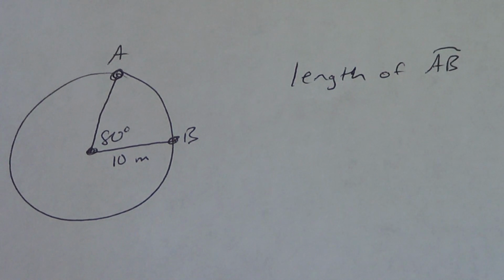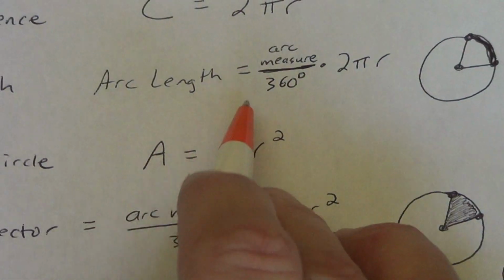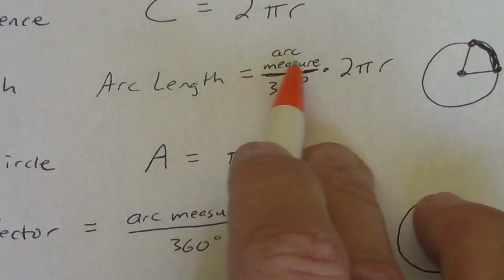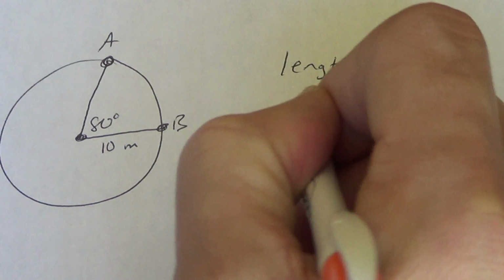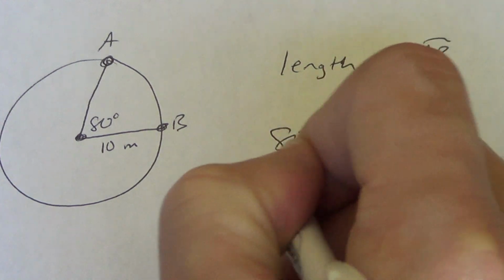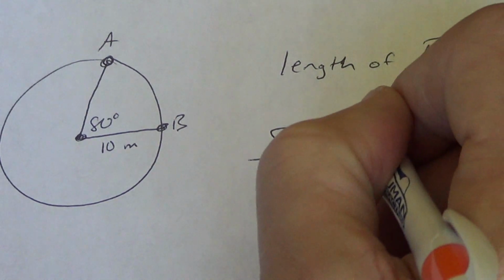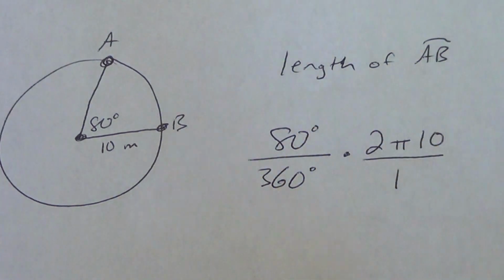Let's look back at our formula real quick. Arc length equals arc measure over 360 times 2 pi r. Arc measure over 360 times 2 pi r. So let's apply that here. Arc measure over 360, they both have degrees on them, times 2 pi r, which I'm going to put over 1 to make this easier. Now we're going to do some reducing.